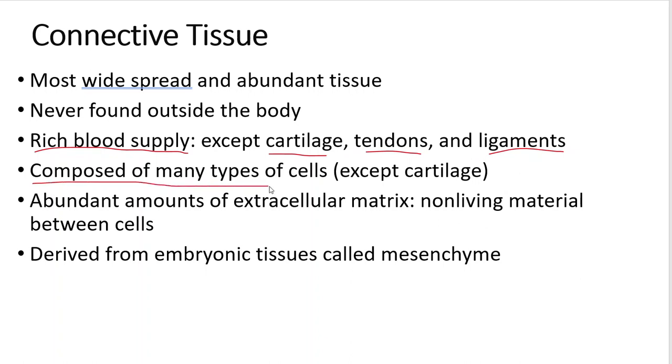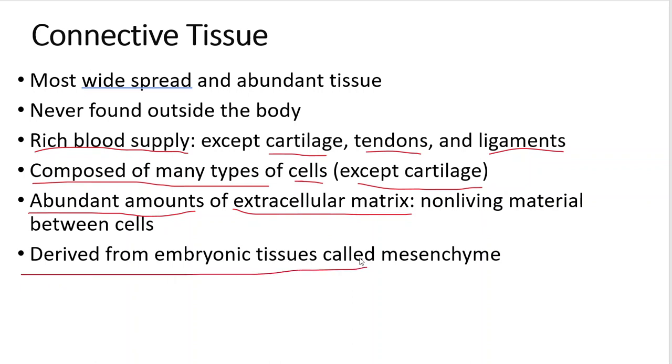Cartilage, or excuse me, connective tissue is made up of a lot of different types of cells. There's not one cell type, with the exception again of cartilage. There you're going to see the chondrocytes. One of the main characteristics of connective tissue is you have a lot of stuff outside the cell, the extracellular matrix. These are going to be fibers and so forth, non-living things. Connective tissue comes from an embryonic tissue, one that develops in the baby prior to birth, called a mesenchyme.